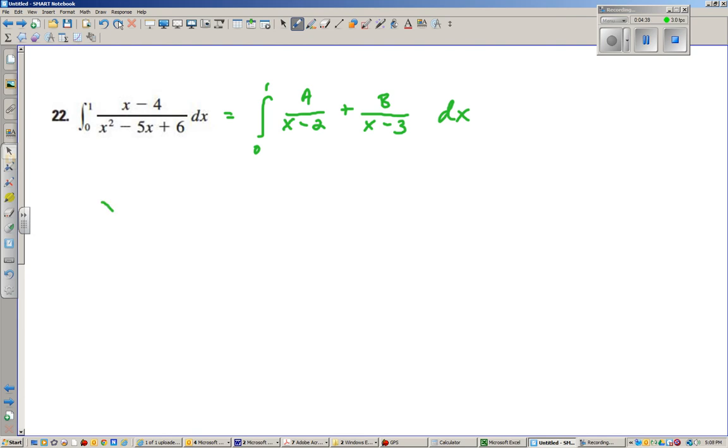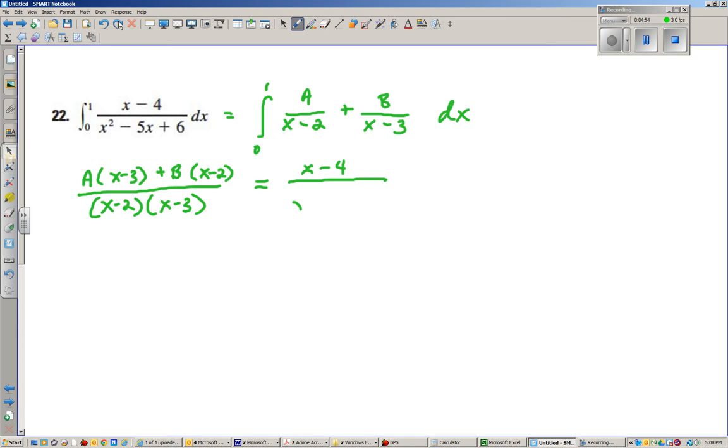So we might go off to the side and say, x minus 2 times x minus 3 is the common denominator, and that would force the numerator to be A times the quantity x minus 3 plus B times the quantity x minus 2. And of course that's got to equal the original numerator x minus 4, and that unfactored denominator x squared minus 5x plus 6.